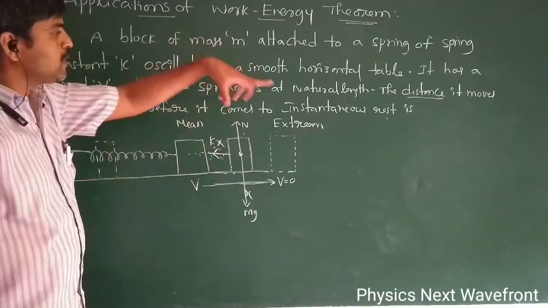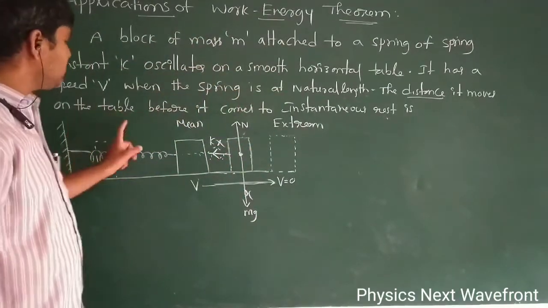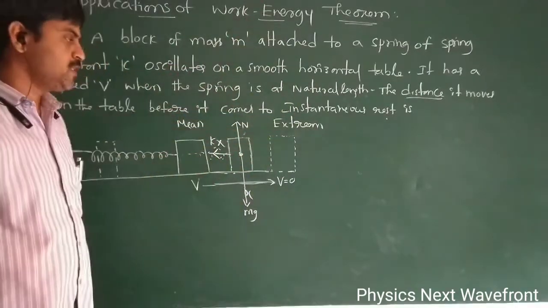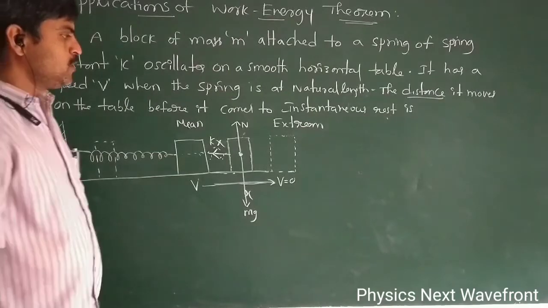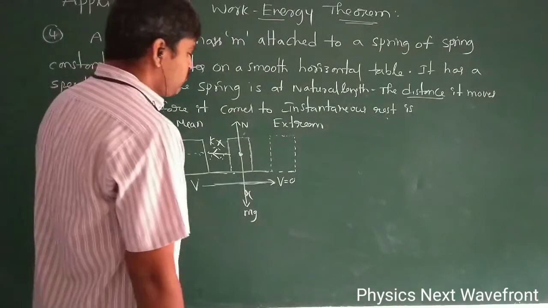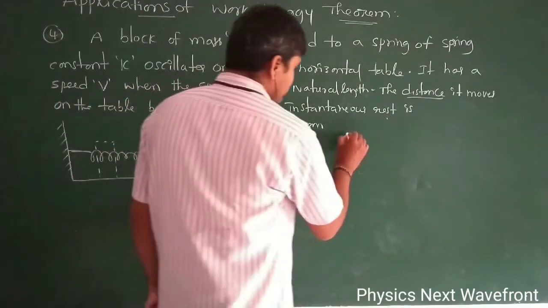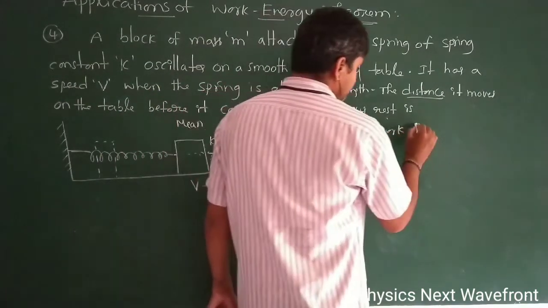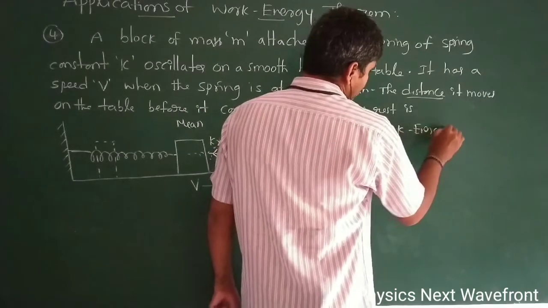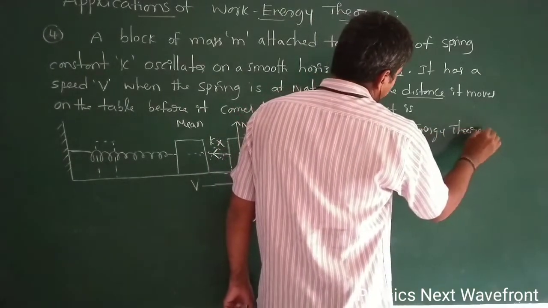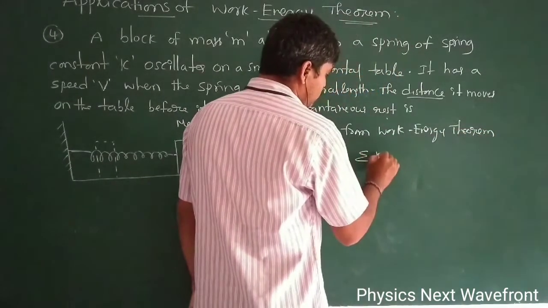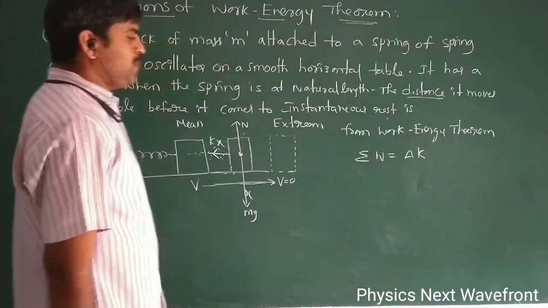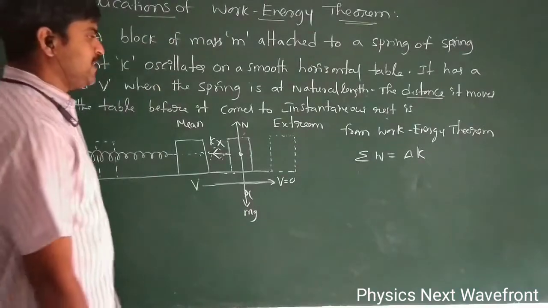Now we have to find the distance it moves on the table before it comes to instantaneous rest by using the work energy theorem. First, what is the work energy theorem? The summation of work is equal to the change in its kinetic energy.